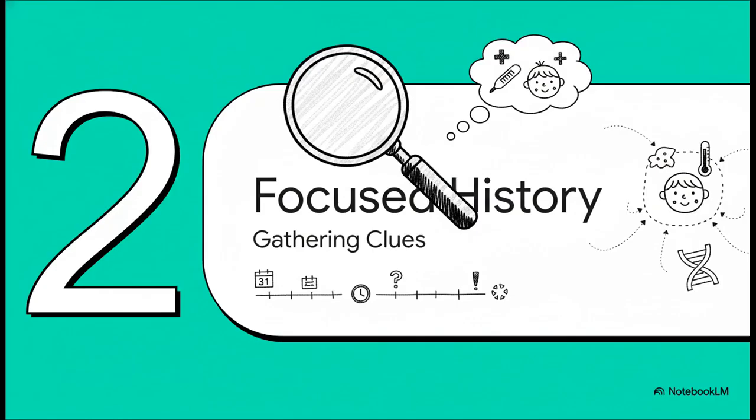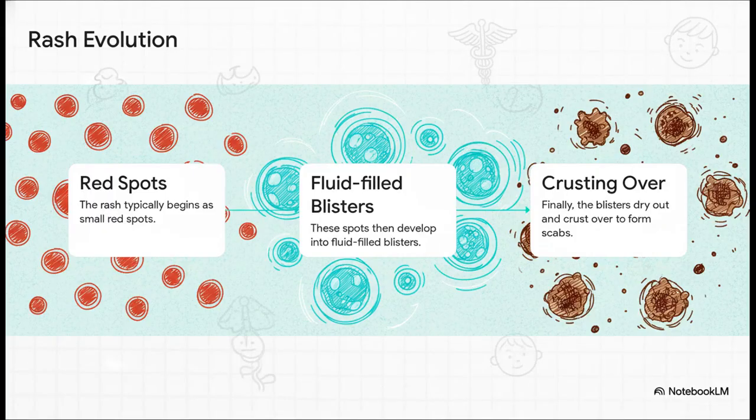Right, now that you've built that initial rapport, it's time to dive into a focused history. This is where you put on your detective hat and start gathering all the clues. This right here is the classic story of a chickenpox rash, and it's a huge diagnostic clue. You need to ask about this specific evolution. Did it start with red spots, then turn into those little fluid-filled blisters, and are they now starting to scab over? Getting this timeline is a massive win.